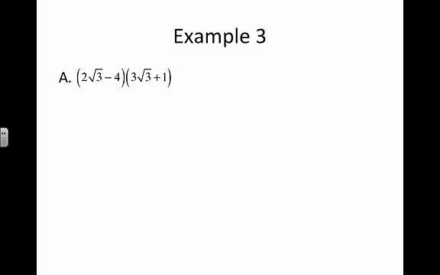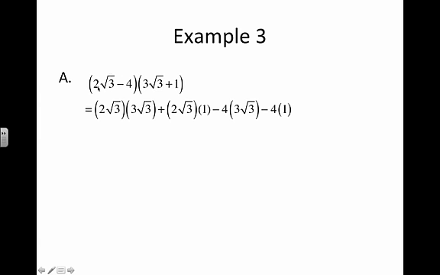Example 3, we're going to multiply. I've got 2 square root of 3 minus 4 times 3 square root of 3 plus 1. Now this is just a number times another number, but they are written as binomials because you've got a radical term and a non-radical term and you can't simplify any further. So when we multiply, we have to FOIL these out.